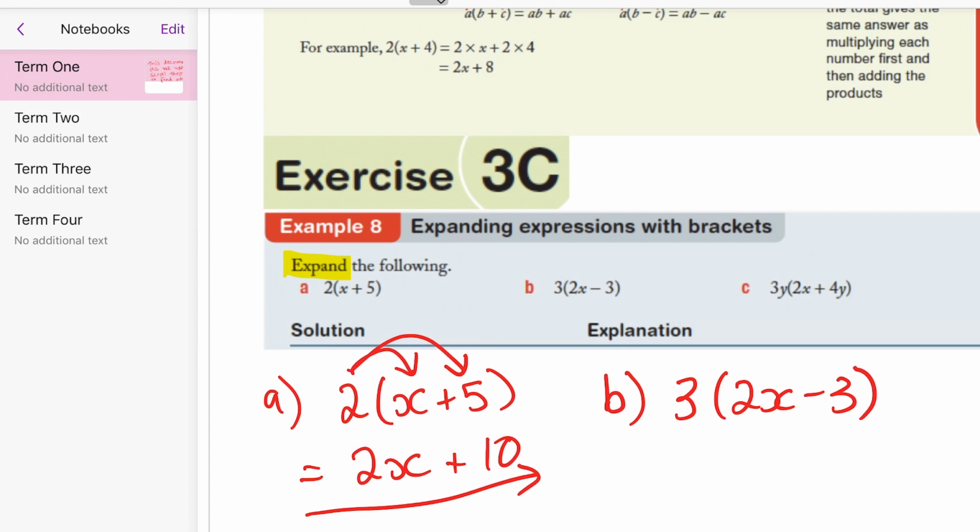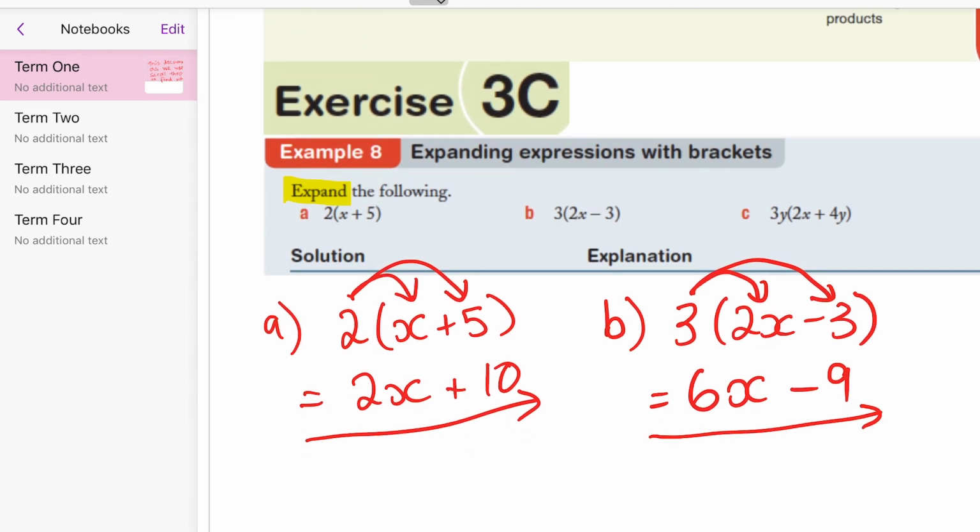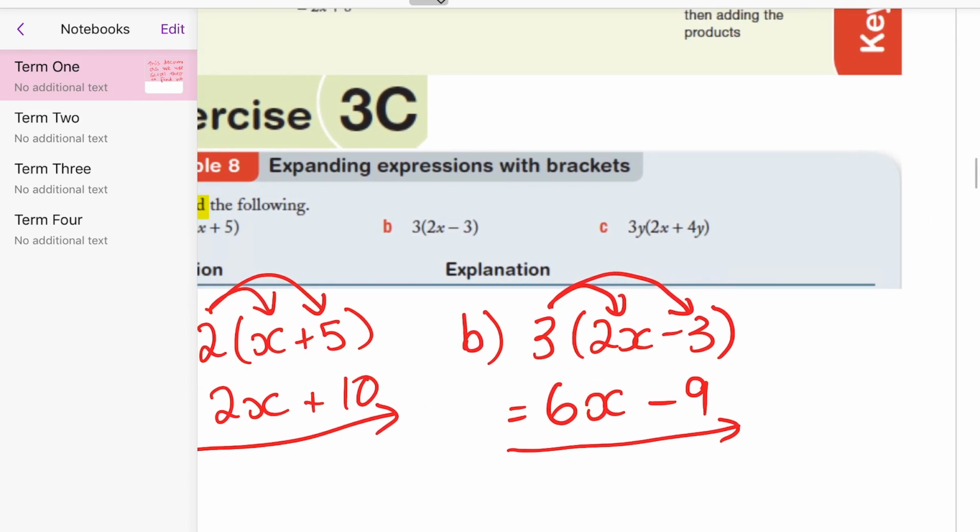2x, take 3. Okay, so that 3 goes in and it multiplies everything inside of that bracket. 3 times 2 gets me 6 and the x joins on. 3 times negative 3 gets me negative 9. Once again, there's no like terms. That's as far as you can go.